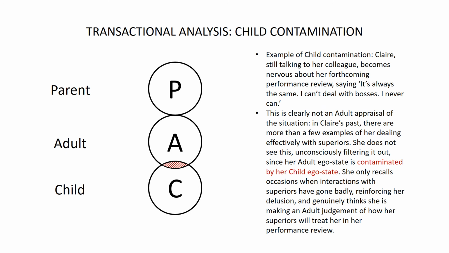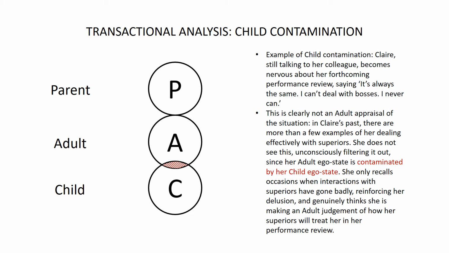For an example of child contamination, we can return to Claire, the company manager, and her conversation with a colleague regarding their superiors. As the conversation continues, Claire gets more and more nervous about her forthcoming performance review, saying, "It's always the same. I can't deal with bosses, and I never can." This is clearly not a purely adult appraisal of the situation.